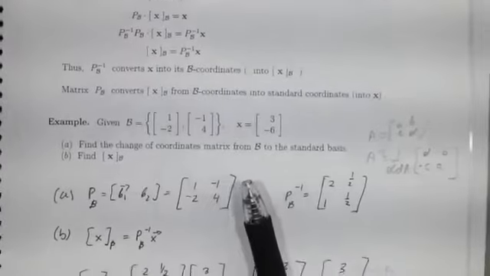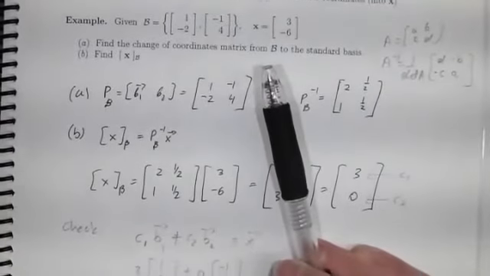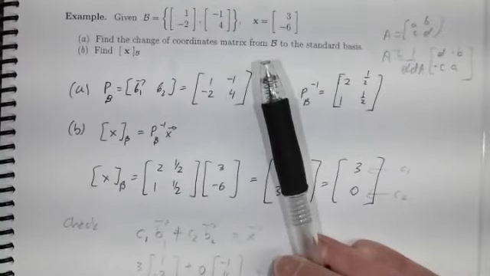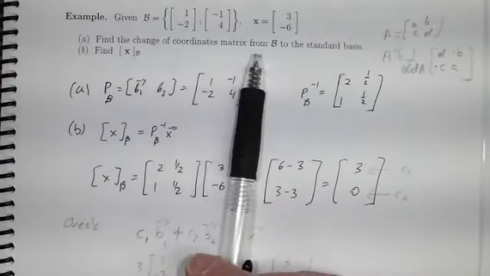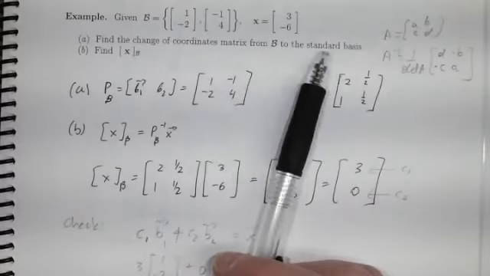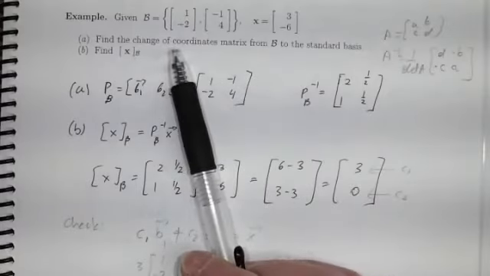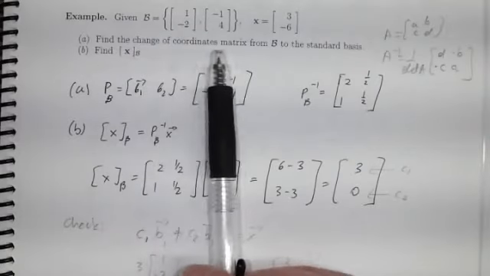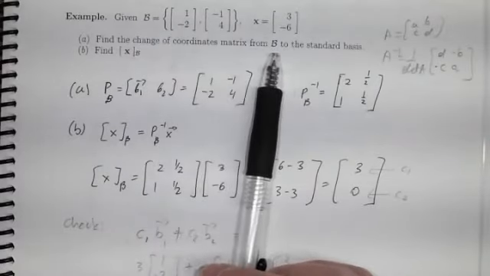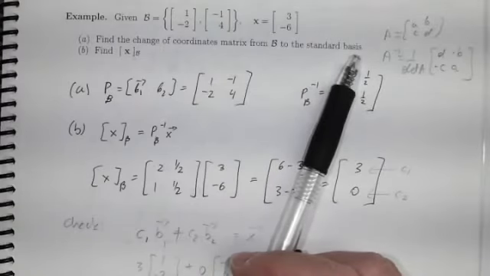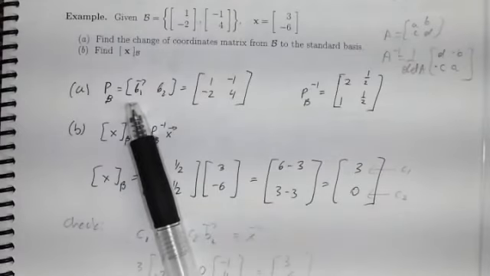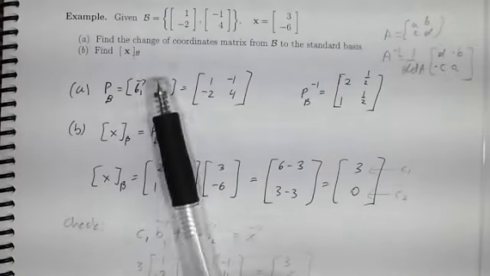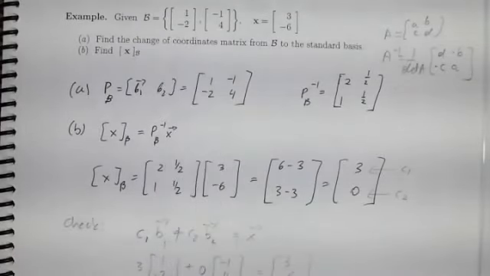Then we have a simple example. That example says, given the basis and the vector, find the change of coordinates matrix from base B to the standard basis. So we're looking for the P matrix. The columns of the P matrix are the vectors from the basis. So this is my first vector.